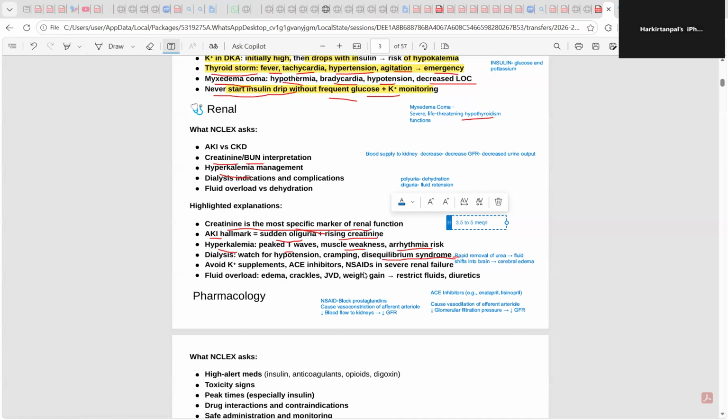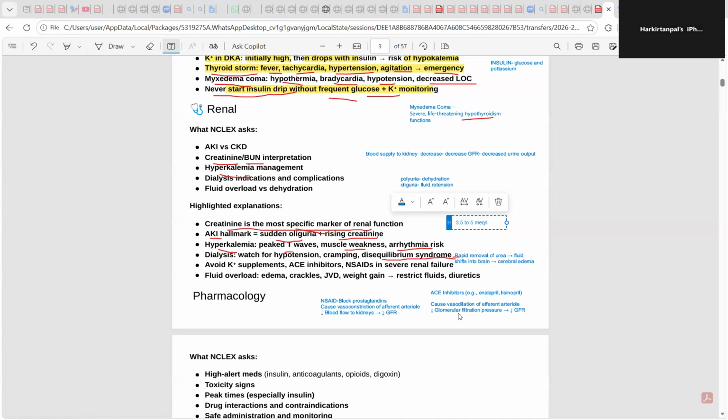Why? Because if the client has severe renal failure, there is decreased urine output. That means potassium accumulates in the blood. If you again give potassium supplements, what happens? It can lead to worsening of the hyperkalemia. So we should not administer potassium supplements to a patient with chronic kidney disease or severe renal failure.